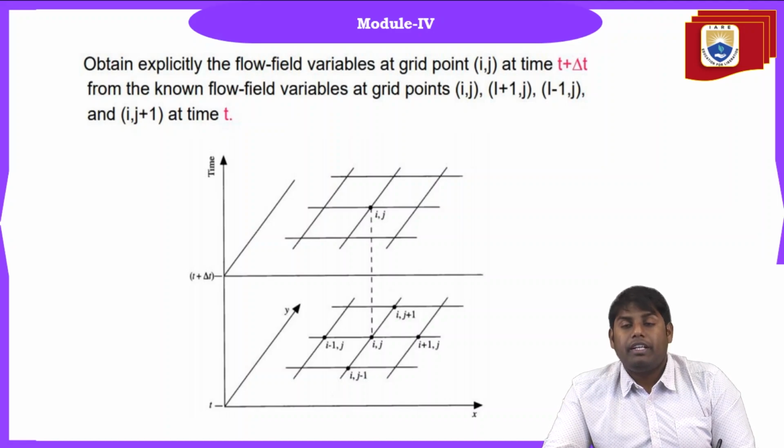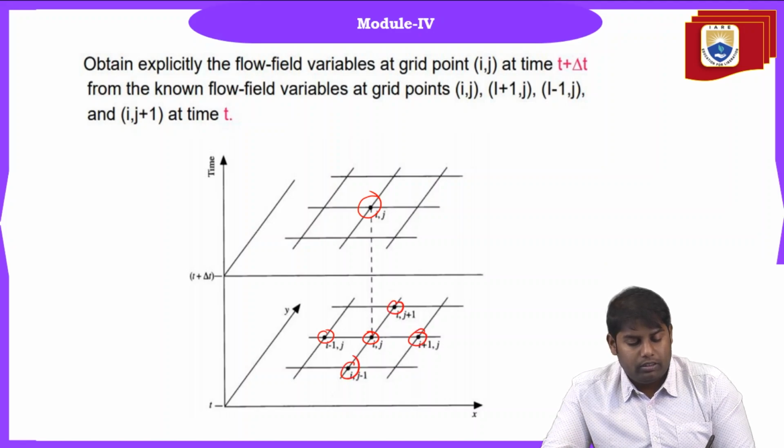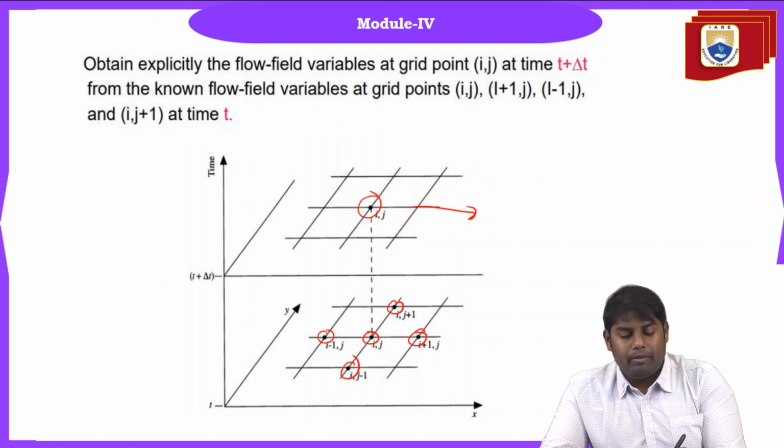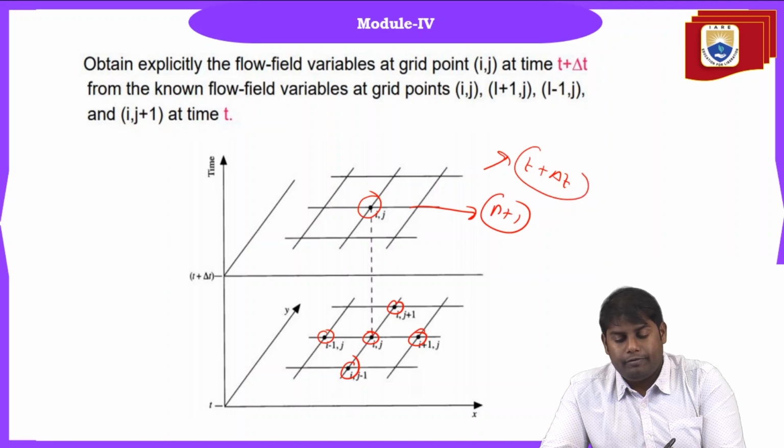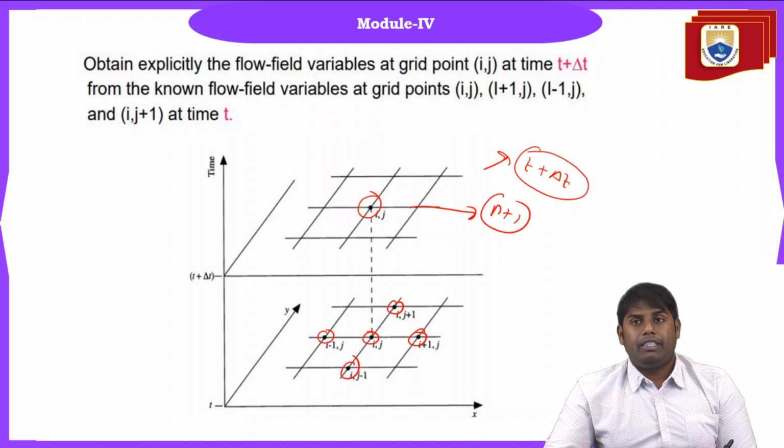Since it is an explicit scheme, this is the only one unknown variable we have. These are the known variables. So this one is coming at n plus 1 level, or you can say this is t plus delta t term. Fine. So from this figure we can see that.